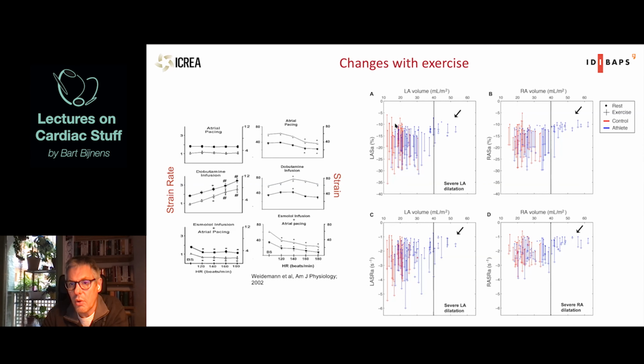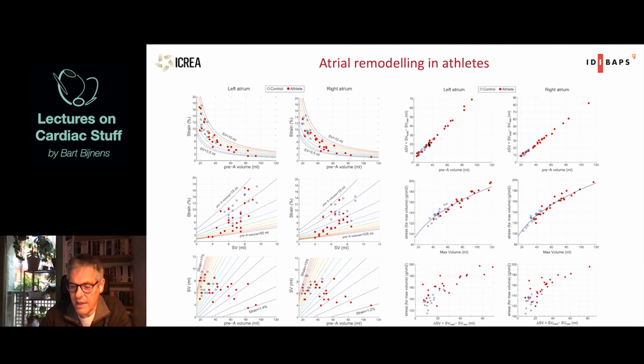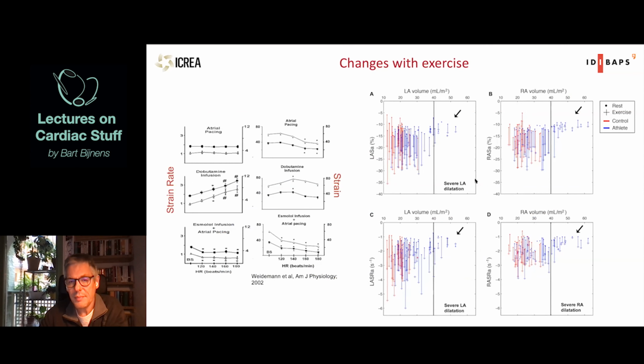You see that, in this case, the controls are red and the athletes in blue. So you see that especially with the smaller volumes, there's a big change in both strain and strain rate. This is what you expect. There's a little bit less in the right atrium, but still the majority of the individuals have the same behavior. But if we now look at these very large ones, what you start to see is that these large ones are not able to change neither their rate of deformation much, nor the amount of deformation.